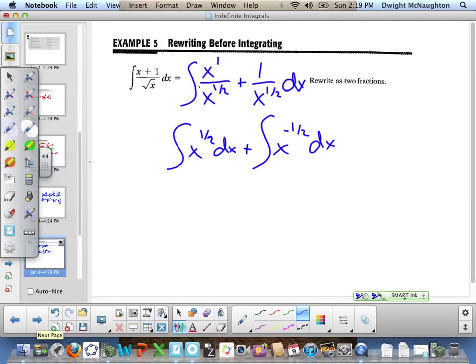And we'll do all those antiderivatives. 1/2 powers up. We add 1 to it. We get 3/2. Divide by 3/2, which is the same as multiplying by the reciprocal. Plus negative 1/2 powers up. You add 1. That becomes positive 1/2. And divide by 1/2 or multiply by 2. Plus a constant.